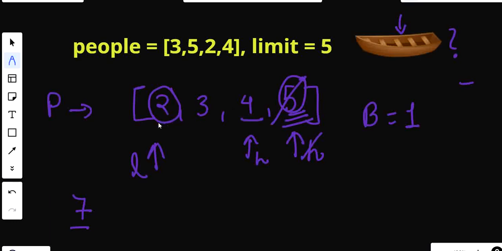Now I am again going to check the same thing. Can this heavier person be paired with this lighter person or not? So I can see that the sum is 6 and 6 is also greater than our limit, so we can't pair it. So we have to assign a single vote to this person as well. So my vote count will be increased and again my pointer will be at this place, 3.